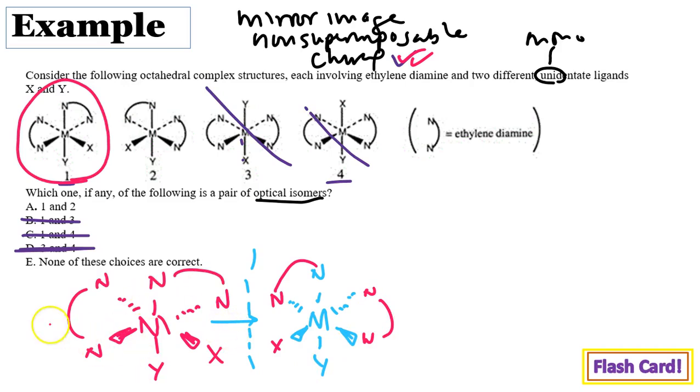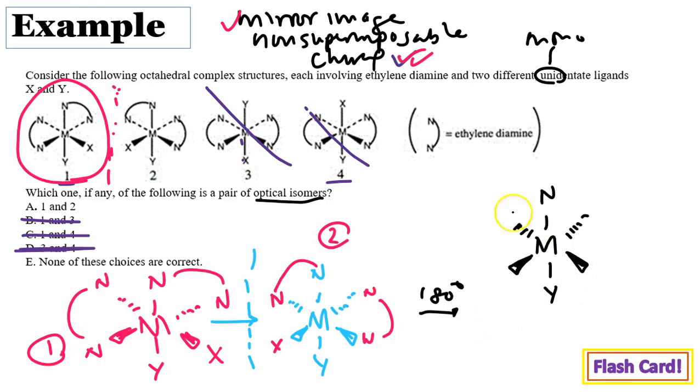So as you can see, structure 1 and its mirror image is actually structure number 2. So that means we have things that are chiral, and it's the mirror image. Now the final thing we need to do is rotate it 180 degrees to verify that it's non-superimposable. So let's go ahead and do that. Okay, so we're going to rewrite our metal here. And as you can see, we're going to move everything about 180. So this N is now going to be over here.